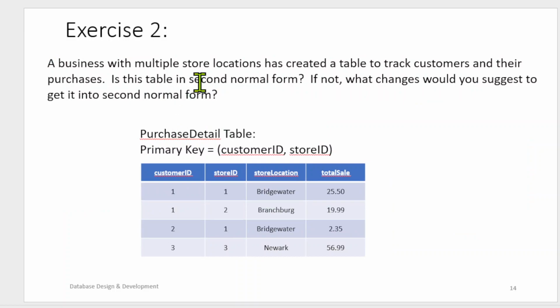All right, now let's look at exercise 2. A business with multiple store locations has created a table to track customers and their purchases. Is this table in second normal form? If not, what changes would you suggest to get it into second normal form? Okay, so we have a table here. The primary key is customer ID and store ID, and the other fields are store location and total sales.